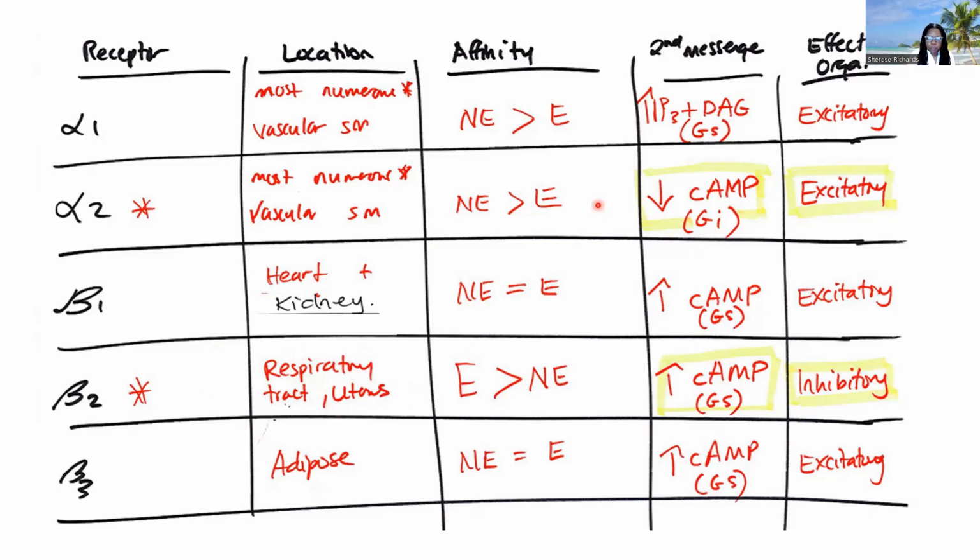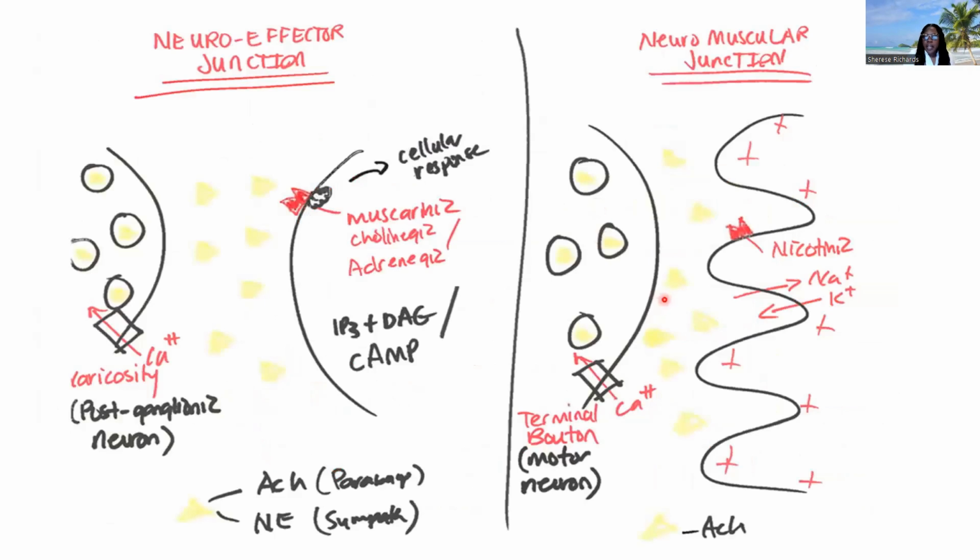Okay. And then lastly here, just to compare the difference between the neuroeffector junction and the neuromuscular junction. At the neuromuscular junction, we have the highly folded motor end plate. We also only have nicotinic cholinergic receptors, which result in that fast, immediate depolarization by way of sodium moving inward more so than potassium. We also have a terminal bouton, which is the unique structure at the motor neuron ending.